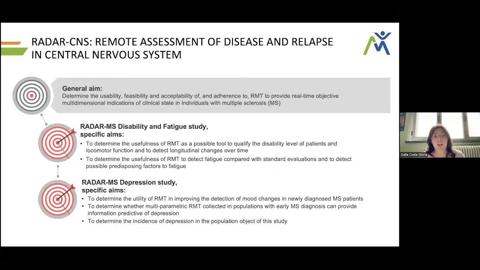The RADAR-MS studies had the major aim of determining the usability, feasibility, acceptability, and the adherence to remote monitoring technologies. The study also comprised two sub-studies. The first one was the disability and fatigue study, whose aim was to determine the usefulness of remote monitoring technology as a possible tool to qualify the disability level of patients and to detect longitudinal changes over time. And the second study was the depression study, focusing on newly diagnosed MS patients with the aim of detecting mood changes after the diagnosis.